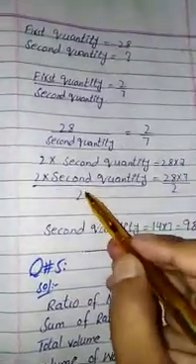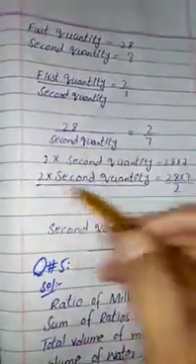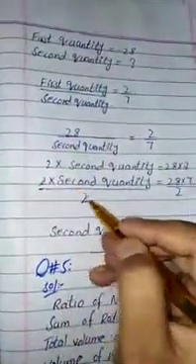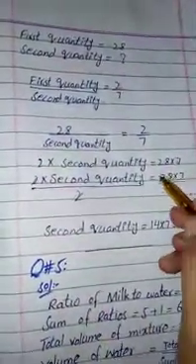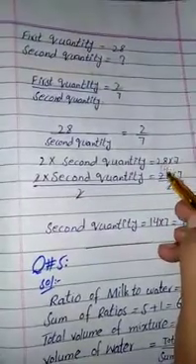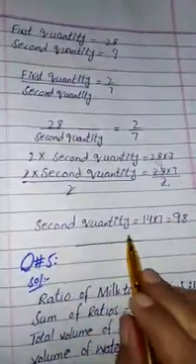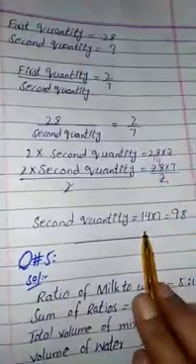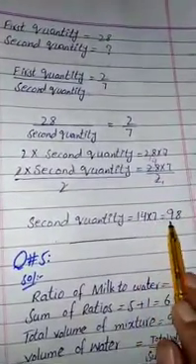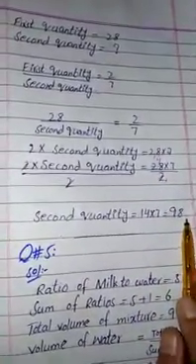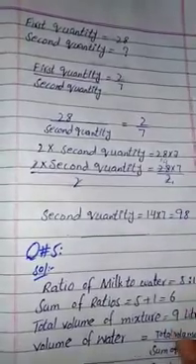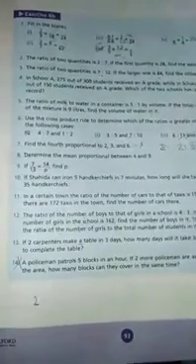Now simplify. 2 is cut with 2. 2 1s are 2. 2 1s are 2. 2 4s are 8. Now we get second quantity is equal to 14 multiplied by 7. 14 multiplied by 7 is equal to 98. So second quantity is equal to 98. This is our answer. Students, similarly you can do question number 3 and question number 4 in your notebook and practice these questions. Our next question is question number 5.